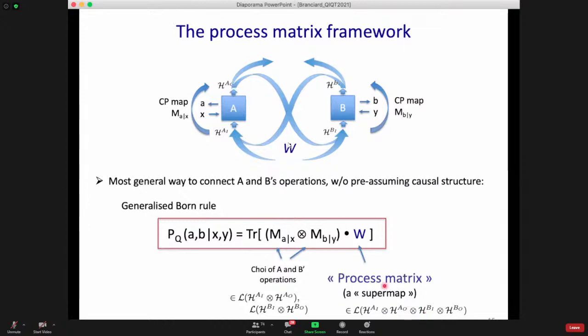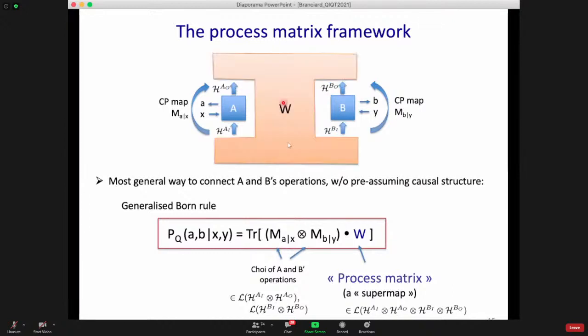And just for the record, you will see in the literature that we say this is a supermap, because essentially that defines a function of maps. These two are Choi matrices that describe CP maps. So these are already functions that take some input state to an output state, for instance. These are maps. And this W defines a supermap in the sense that it's a function of maps, a map of maps. Okay, so again, I didn't assume anything about how these are connected. This is a general formula.